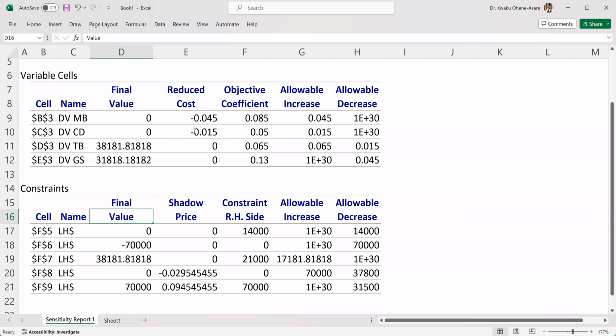Amma needs to invest $38,181 in TB and $31,818 in GS. Good. So that's how it's supposed to be. That's how you got to say it. As to whether Amma should not put anything into MB and CD, leave that, because that is obvious from the storyline. So this is how you got to answer this. Who is not clear with this?